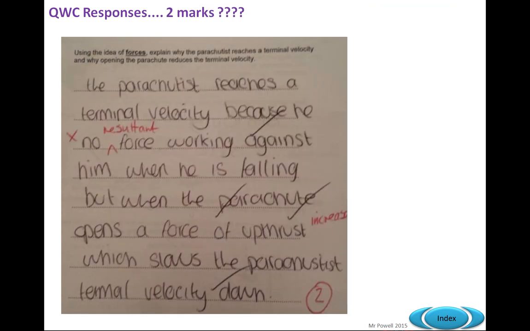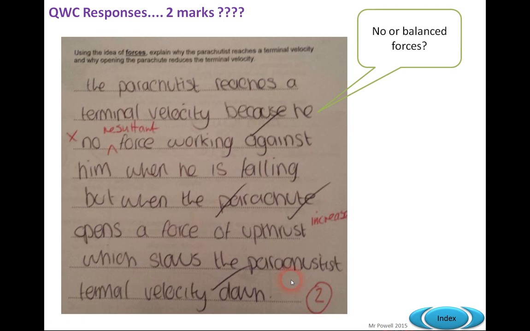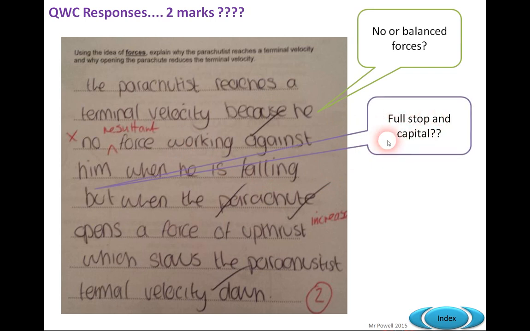Let's have a look at a second person. The parachutist reaches a terminal velocity because there's some force working against him when he's falling, but when the parachute opens, a force of upthrust slows the parachutist's terminal velocity down. So I've got lots of ticks here for the student assessment, but unfortunately I only found a couple. So we've got no or balanced forces there. We need again resultant forces in here. Full stop and a capital. The QWC question should be thinking about this.